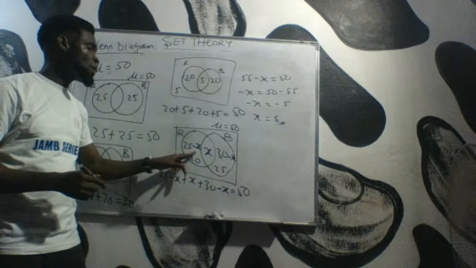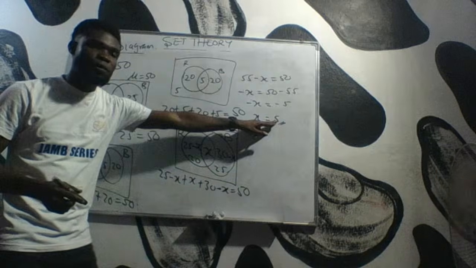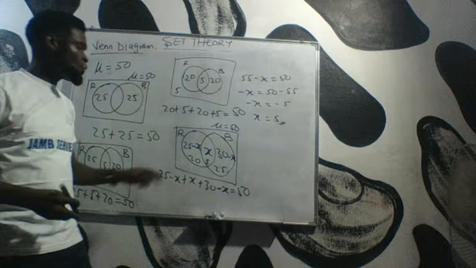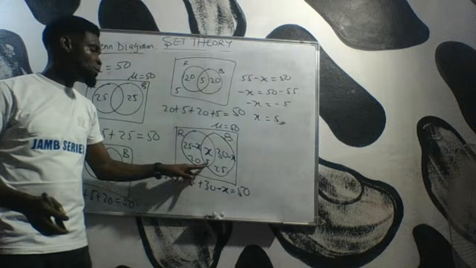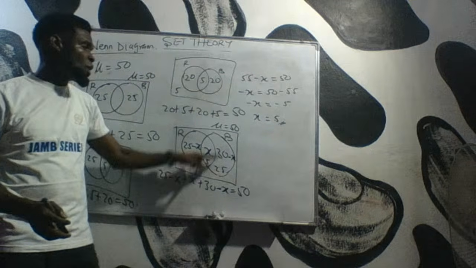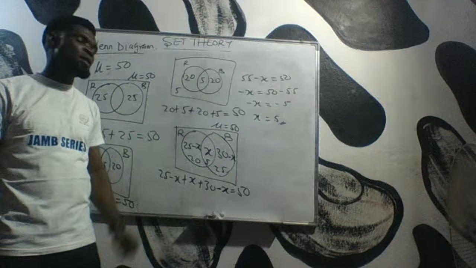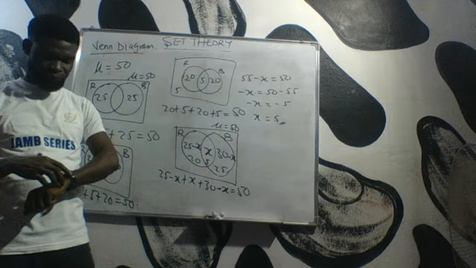And then the number of students that ate rice and beans, which we just found, is 5. So you can see that if you sum this together, 20 plus 5 plus 25 will now give us the total number of students in the class. So that is how to get this done.